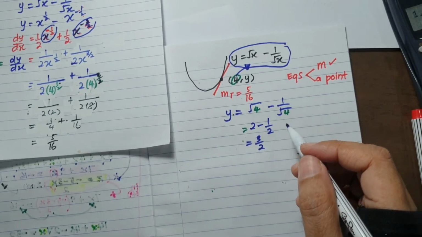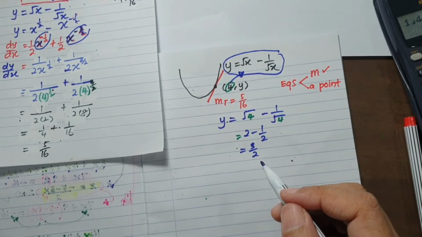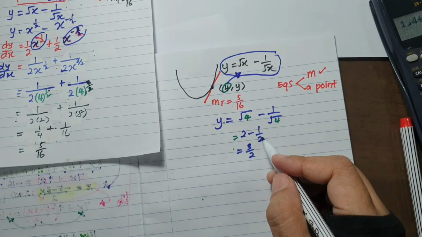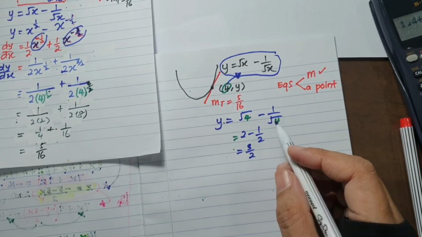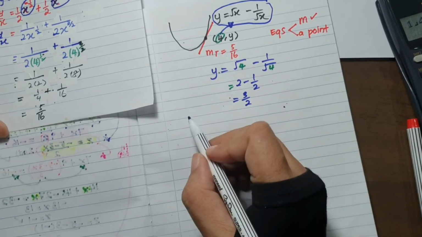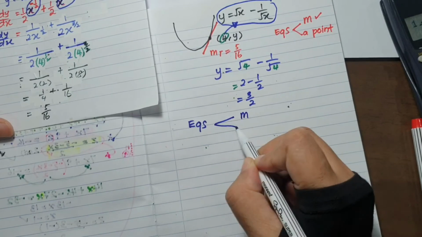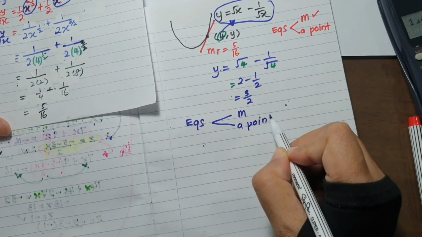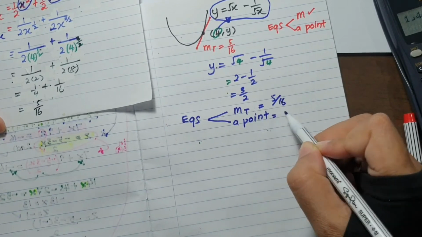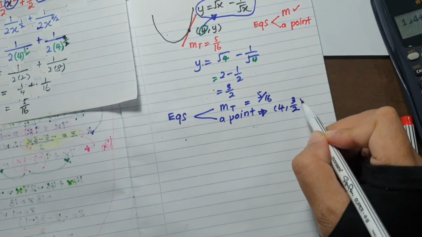Okay, next. Right, let's write the equation of the tangent. So 2 minus 1 over 2 is 3 over 2. So the y coordinate is 3 over 2. So now, always remember to find an equation, you need a gradient and you need a point. So the gradient is 5 over 16 and the point right now we have is 4, 3 over 2.